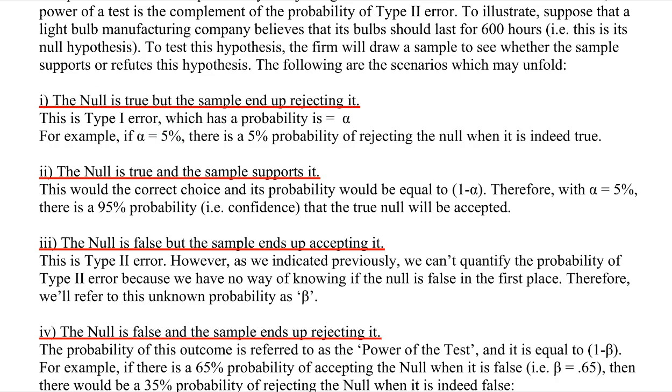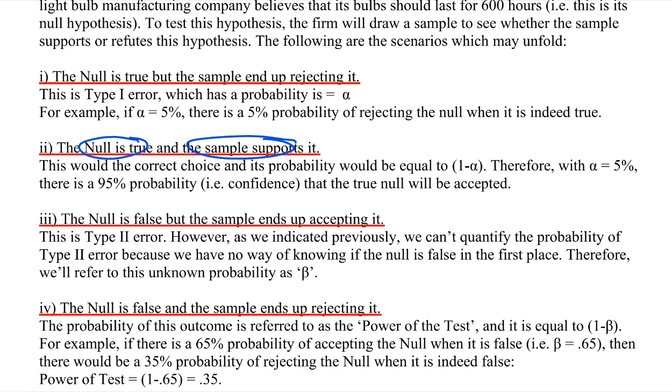The second outcome is as follows. The null is true and the sample supports it. Well, this isn't an error at all. This ended up being a correct choice. So this would be the correct choice, and its probability would be equal to 1 minus the level of significance. So using that same 5% level of significance, there's a 95% probability, i.e. confidence, that the true null would be accepted.